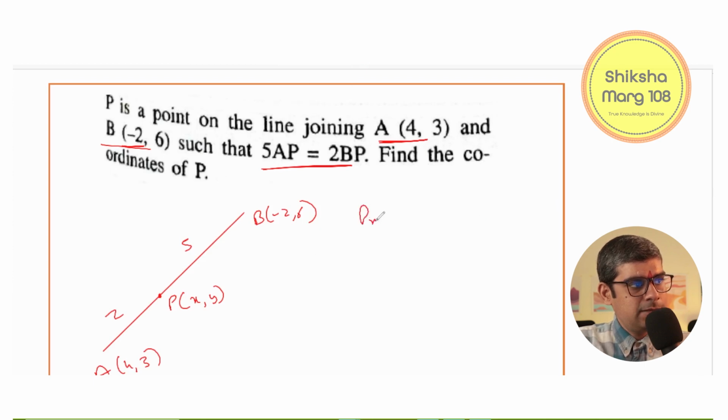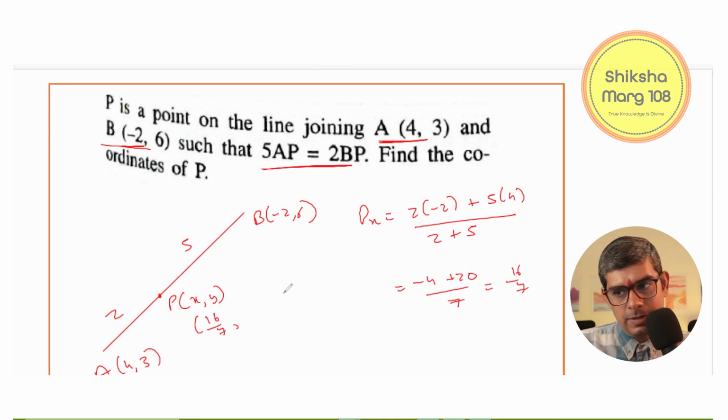Now Px, which is the x coordinate, is going to be 2 times minus 2 plus 5 times 4, the whole upon 2 plus 5. That's going to be minus 4 plus 20 over 7. That's going to be 20 minus 4 is 16 over 7. That's the x coordinate of P, which is 16 over 7. I hope that's making sense.